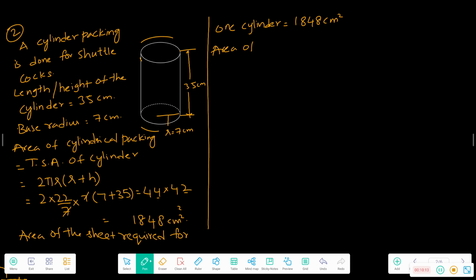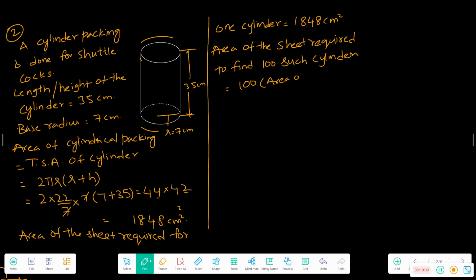So area of the sheet required to find 100 such cylinders is equal to 100 into area of cylinder, that is 100 into 1848, that is equal to 184800 centimeter square.